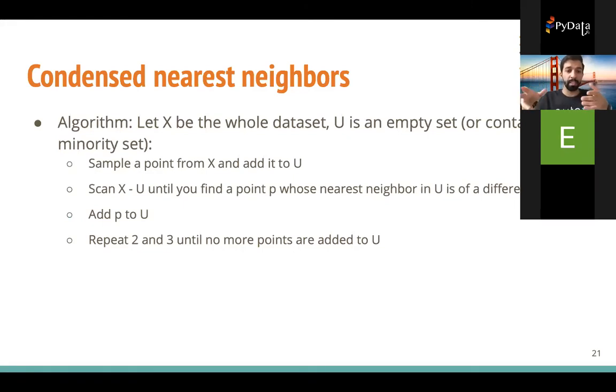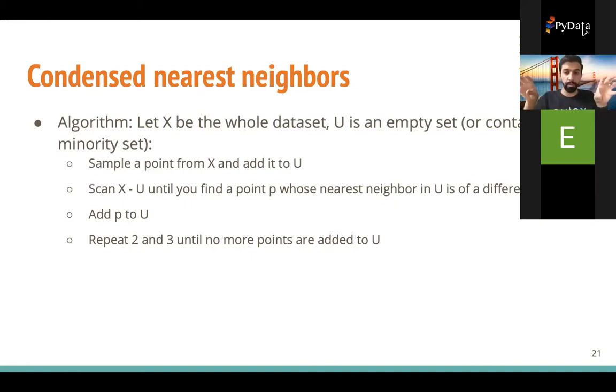And the way it works is that we start by sampling a point from the whole data set and then add it to U. And then we scan the disjoint between the two sets. Basically, we scan all the points in X that are not in U yet until we find a point in this disjoint set whose nearest neighbor in U is of a different class.